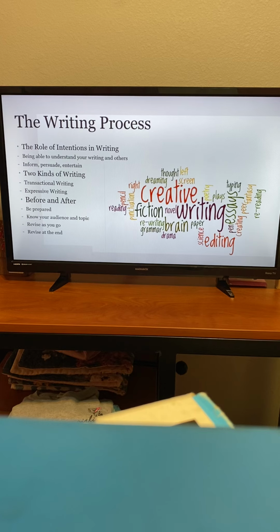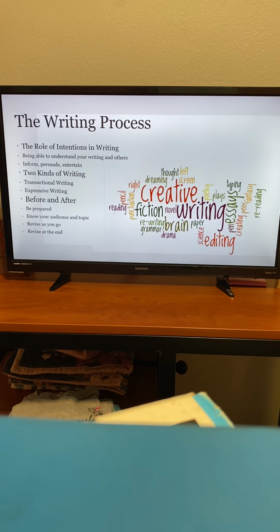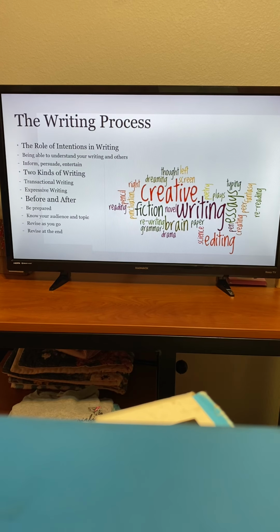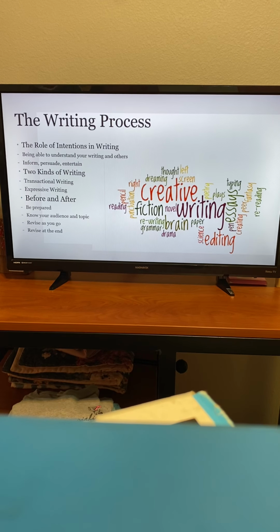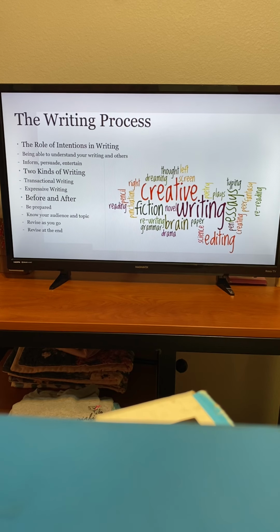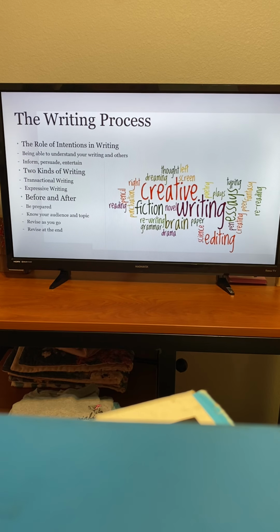Then we get into the writing process. This has a few things to think about. First being the role of intention in writing. You can write to inform, persuade, or entertain. If I ask you to research how pigs are important to livestock production, you should be writing a paper to inform me. I want to know facts, and this is where giving supporting details is important.